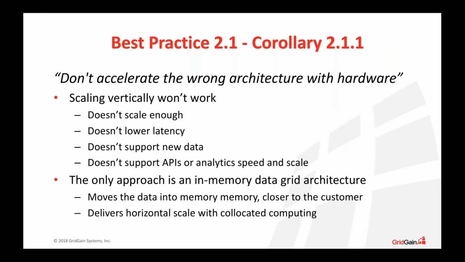So the first corollary here is don't accelerate the wrong architecture with hardware. Scaling vertically will not work in the long run. It doesn't scale enough. It doesn't lower latency. It doesn't support new data or emerging data. And it's not going to be the right answer for APIs or any kind of analytics for both speed and scale, because it doesn't merge all the data and it doesn't bring the data any closer to the API or the analytics where it needs to run. The only real approach is to go have a horizontally scalable in-memory architecture like an in-memory data grid that can move the data closer to the customer and deliver that kind of horizontal scale.